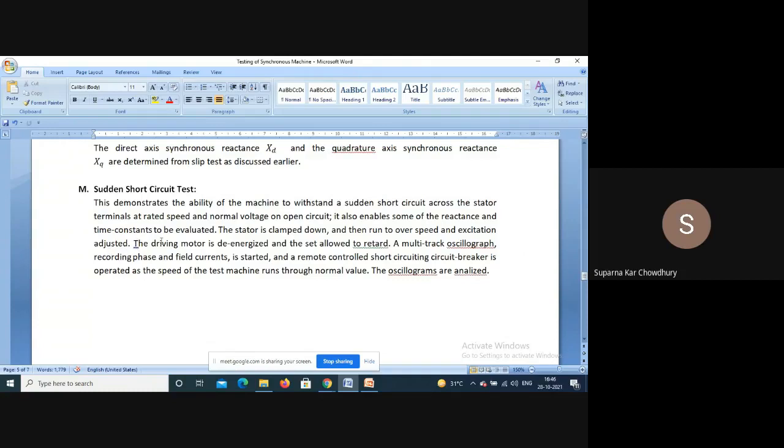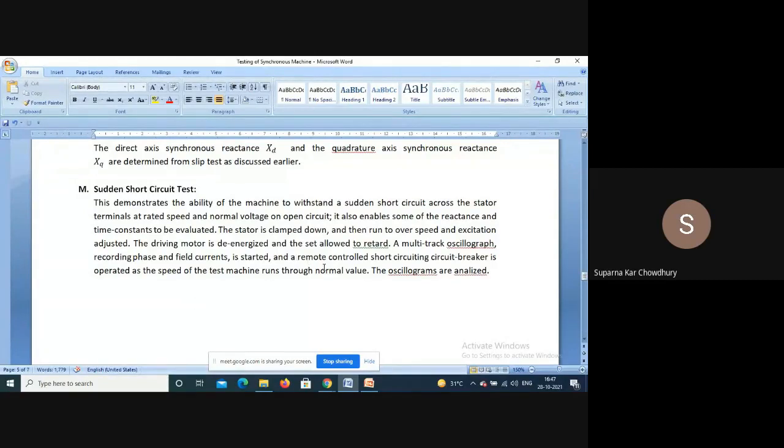Now, after it has reached a speed greater than the synchronous speed, the drive motor is de-energized, and the set will start retarding. There is an oscilloscope which will record the phase current, field current, and the voltages and the supply voltages.